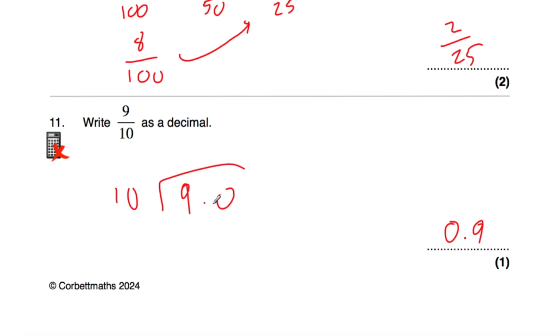Alternatively, we could take the numerator, which is 9, and divide it by the denominator, which is 10. So we just put our decimal point and we'll put a 0 after it and say how many 10s go into 9? 0, remainder 9. And how many 10s go into 90? That's 9. So the answer would be 0.9, and that's it.